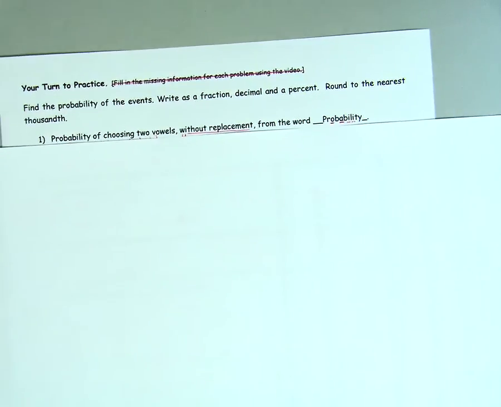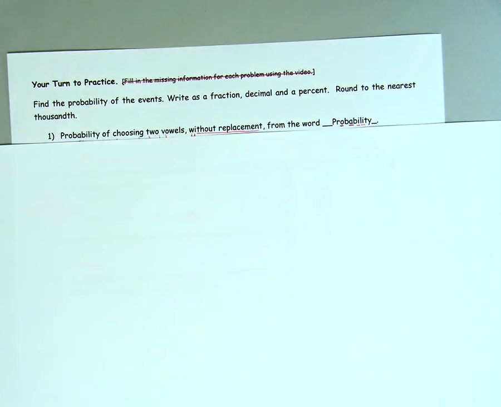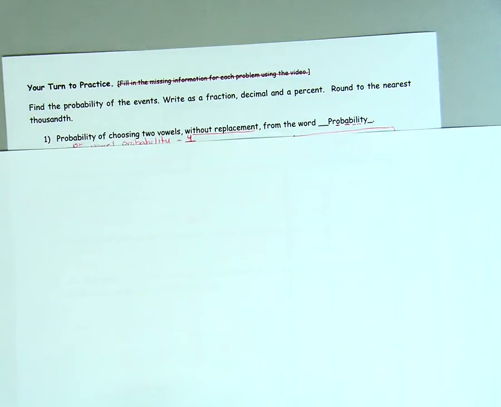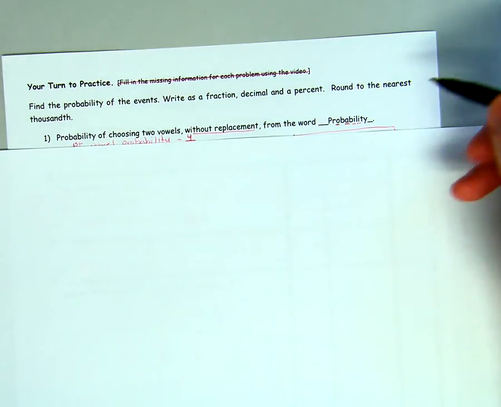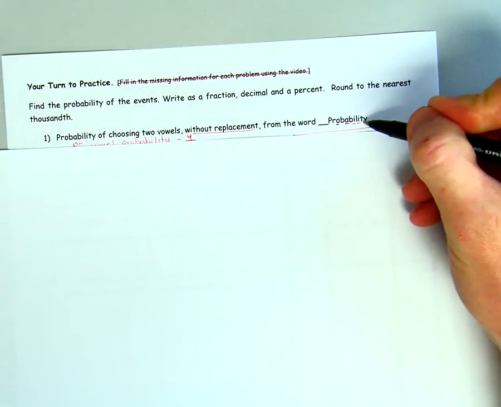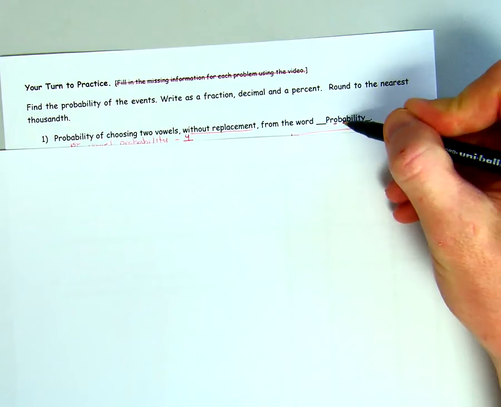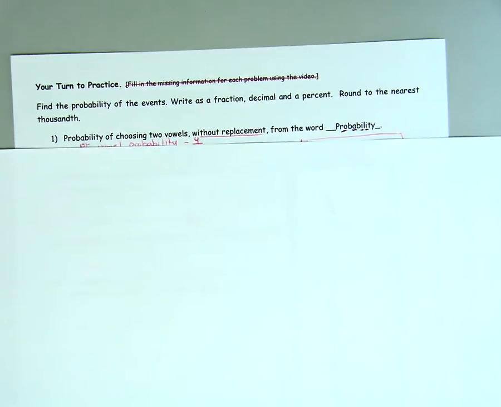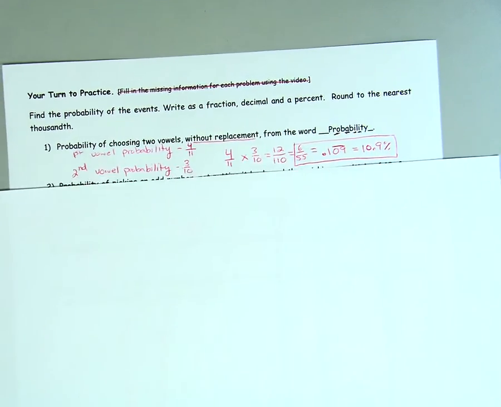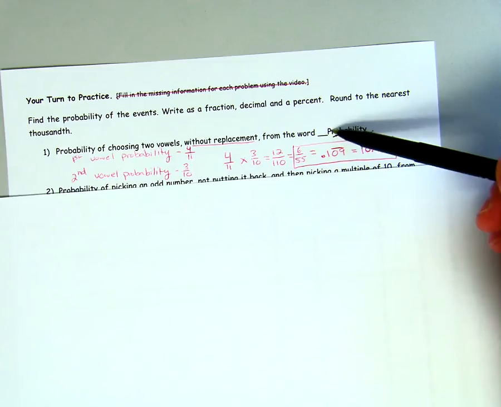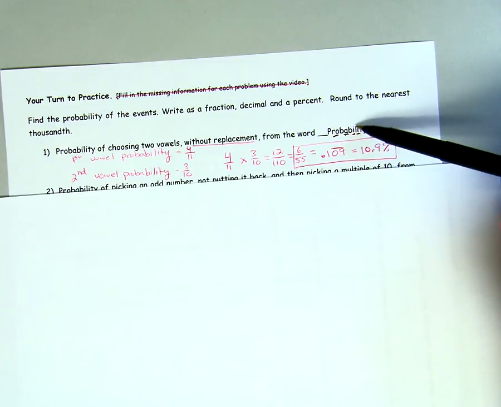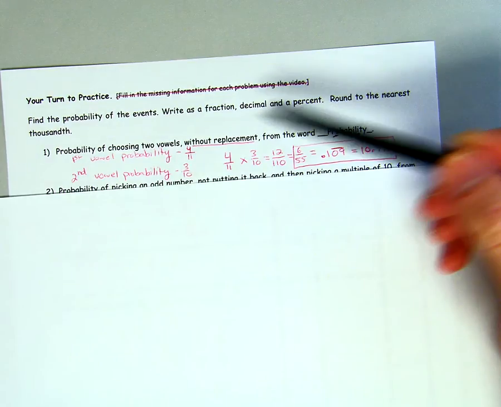So again, you need to write your answers in fraction, decimal, and percent form and round to the nearest thousandth. The first question is the probability of choosing 2 vowels without replacement from the word probability. I underlined here. You found that there are 4 vowels in the word probability. So there's 4 possible chances there. But it is without replacement. So the first value you should have done is 4 out of 11 because there's 11 total letters: 1, 2, 3, 4, 5, 6, 7, 8, 9, 10, 11. So 4 out of 11.